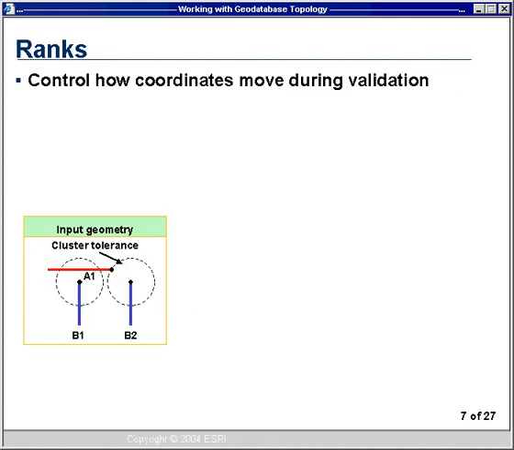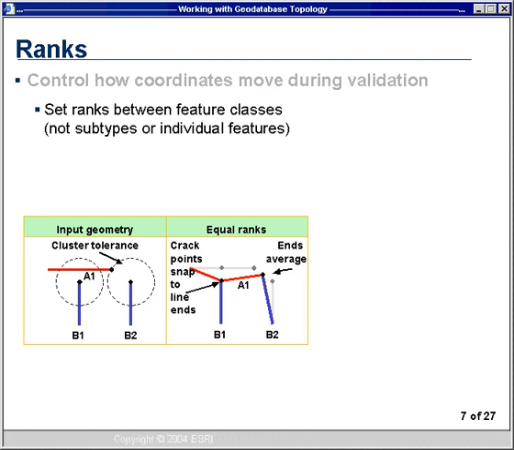So we must mention ranks also. Ranks control how coordinates move during validation. Down in the bottom here, we have two feature classes, feature class A and feature class B. In this example, there are two features in feature class B. Once we set up ranks, we can set them up as equal ranks, where the ranks for B and for feature class A are equal. Ranks are not set up between subtypes and individual features. They are set up between feature classes, so A is one feature class and B is another.